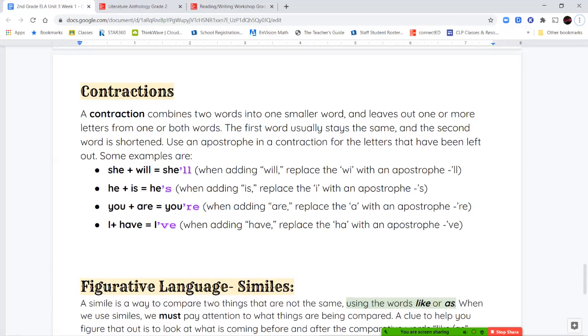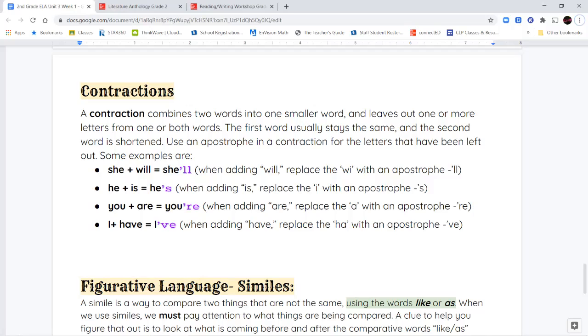The next thing that we're going to cover this week are contractions. So a contraction combines two words into one smaller word. And in order to do that, we have to leave out some of the letters, usually from just the second word. Sometimes, in very, very rare cases, we'll take out some letters from the first word. But usually your rule is that the first word stays the same and the second word is the one that is shortened. Now, to take the place of those letters that we removed, we're going to put an apostrophe. So the letters that we took out, we're going to put an apostrophe in their place.